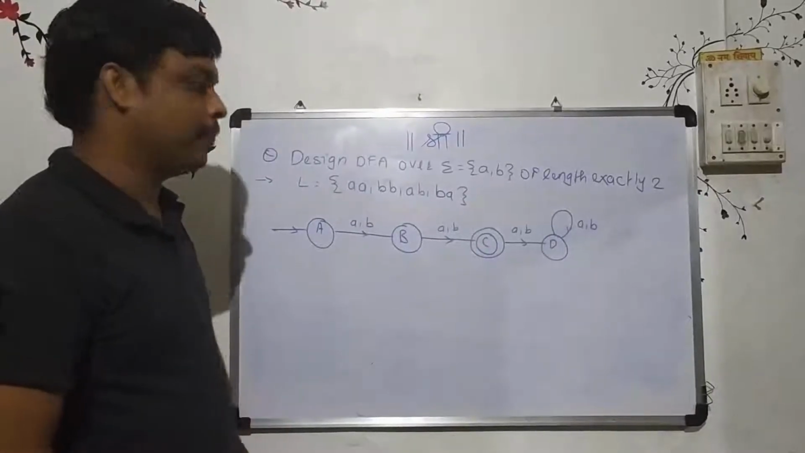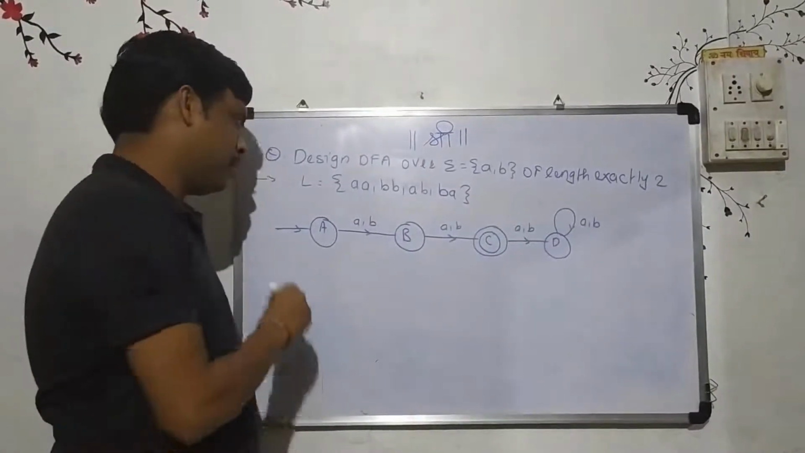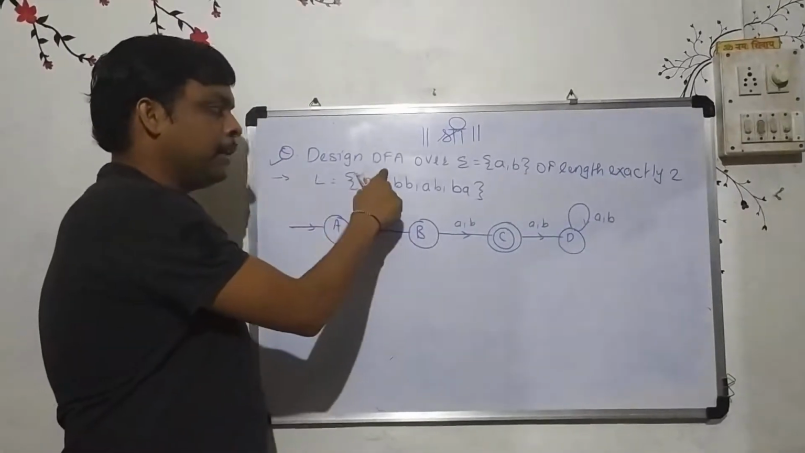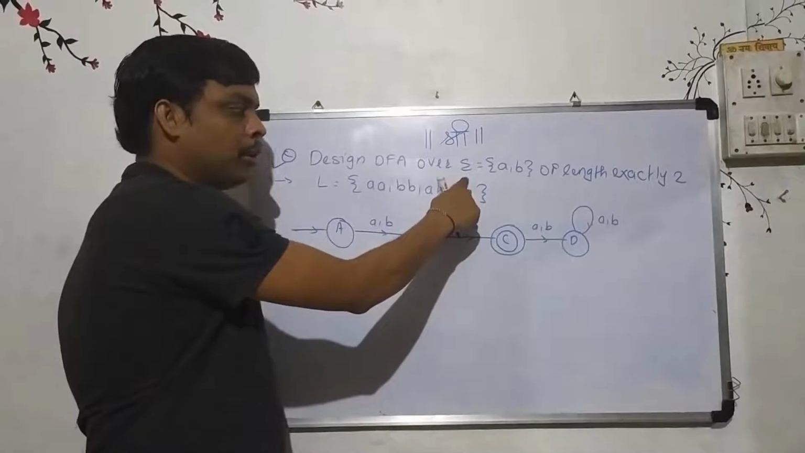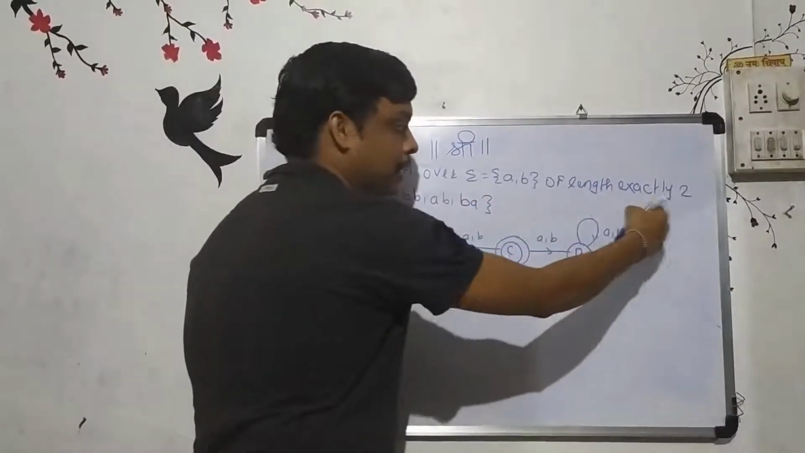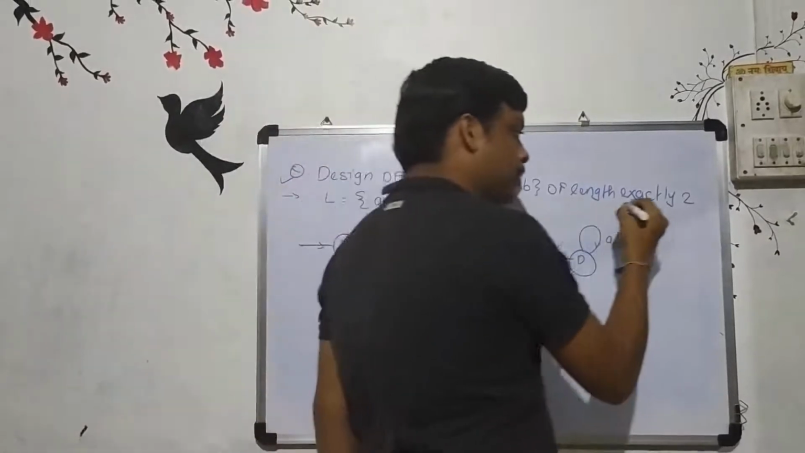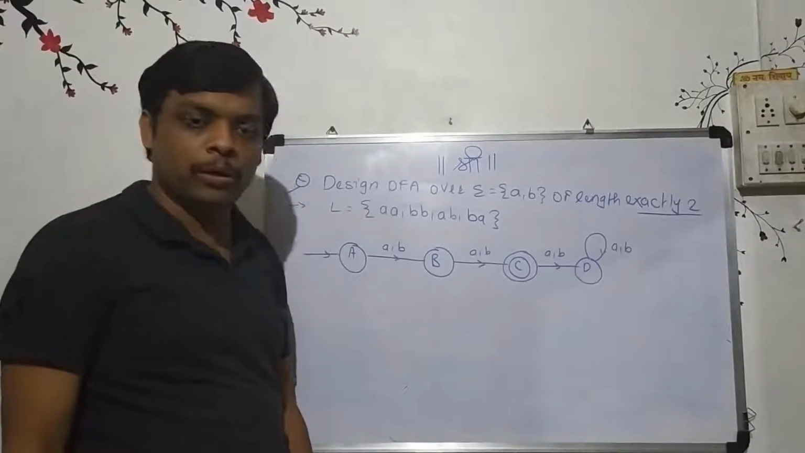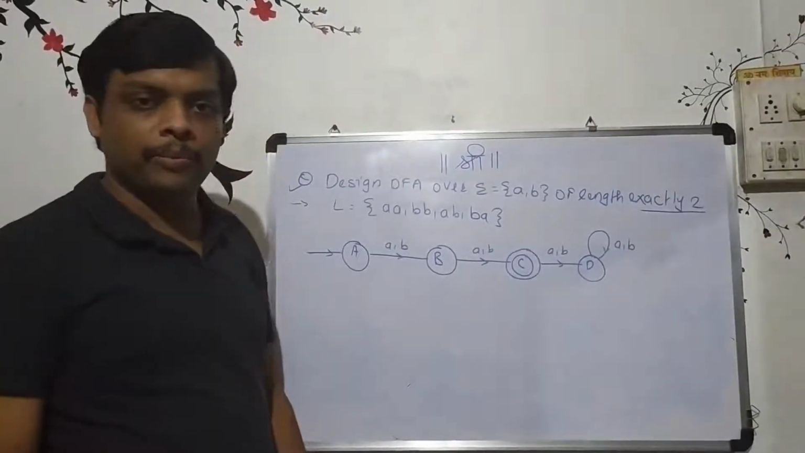Hello everybody. In our previous session we have discussed this problem, that is, design a DFA over input alphabet sigma equal to {a, b} of length exactly 2. So this condition is important here, that is exactly 2. Let us quickly revise this particular point.